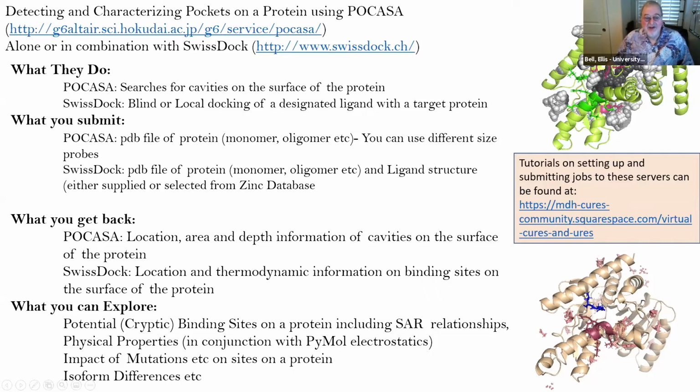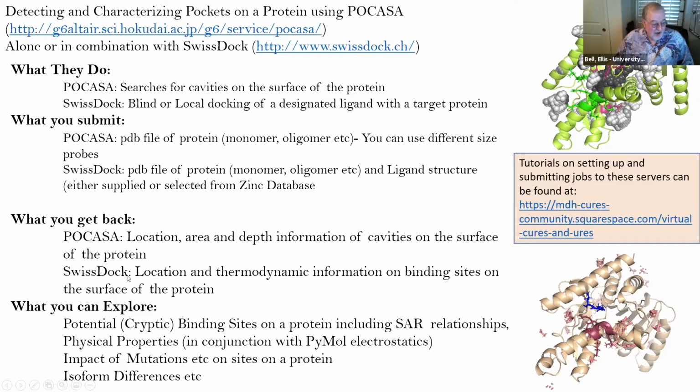So the shallow ones are the lightest color to the deepest ones, which are the darkest color. So this is the active site region. This is a cryptic site outside the active site. And so you can explore the structure of the protein. You can make mutations and see how it changes, et cetera, et cetera.